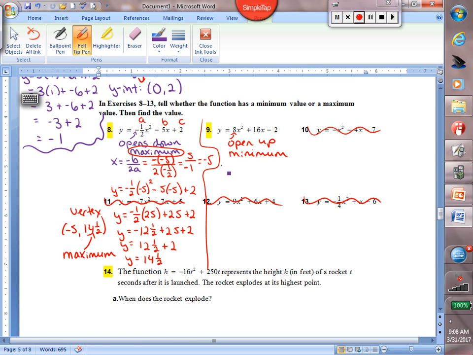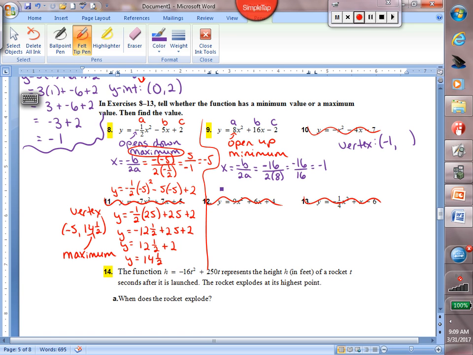Let's use our little formula to find the x value at our vertex. A will be 8, B will be 16, C will be negative 2. So let's substitute in. Here's the negative sign that's part of our formula. 16 for B, and then 8 for A. So negative 16 divided by 16. Our x value at the vertex will be negative 1.